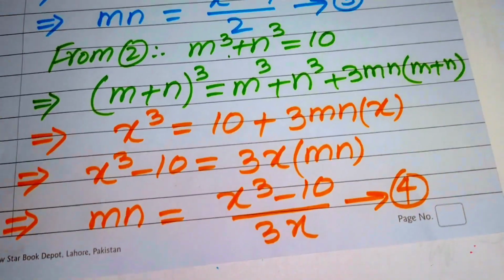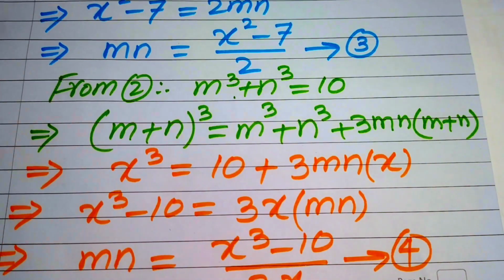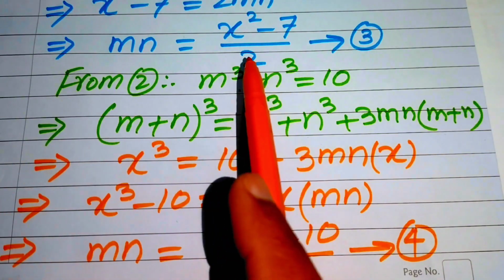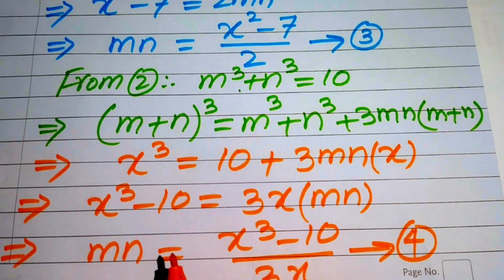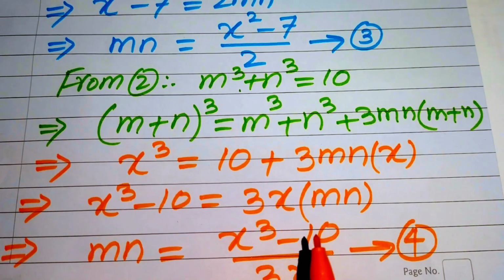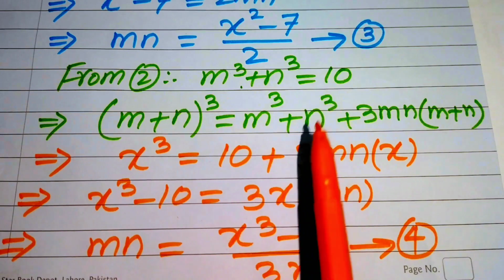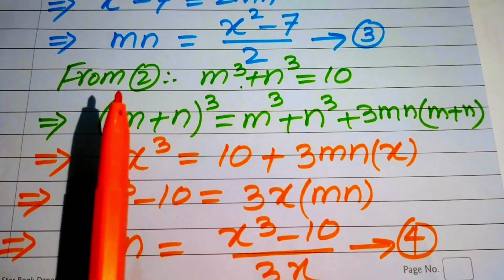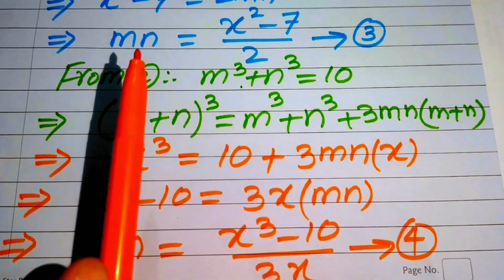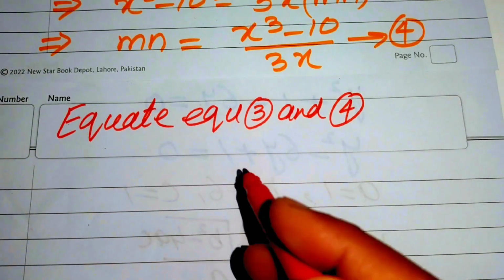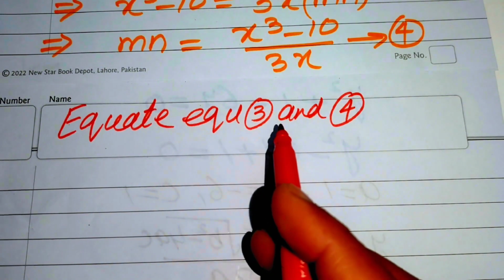So in equation number 3 we have the value of mn as x square minus 7 over 2, and in equation number 4 we have the value of mn as x cubed minus 10 over 3x. So now we compare equation number 3 and equation number 4, because you see that we have the value of mn is this and the value of mn is this. So now we equate these two values, equating equation number 3 and equation number 4.